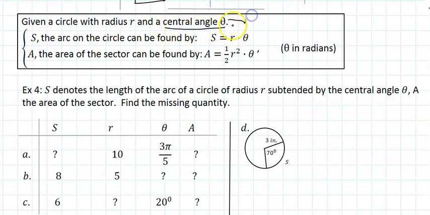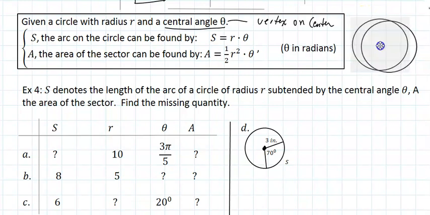Central means the vertex is on the center of the circle. So right there, if I actually take one of those circles, take that radius, this angle right here that has a vertex on the center is a central angle. Two things I'm going to talk about.